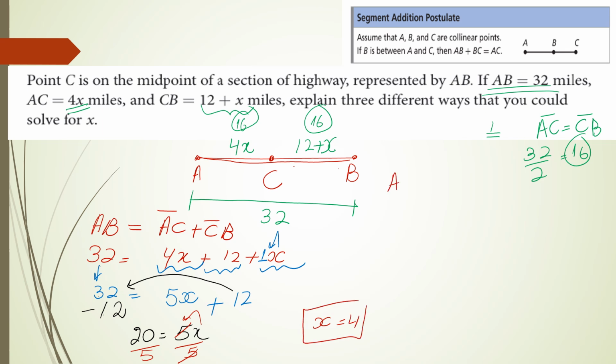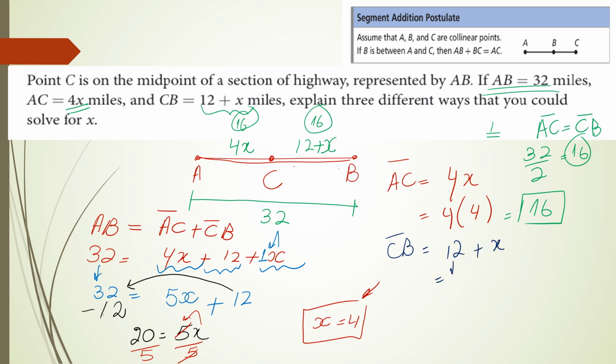Now what is the value of AC? It is given as 4x. So replace x by 4, which you here found. 4 times 4 gives you 16. So the value of AC is 16. And what is CB? The CB is given as 12 plus x. Write down the 12 as it is. Replace x by the 4 here. 12 plus 4 gives you 16. So you can see that the AC and the CB, they are equal to each other.